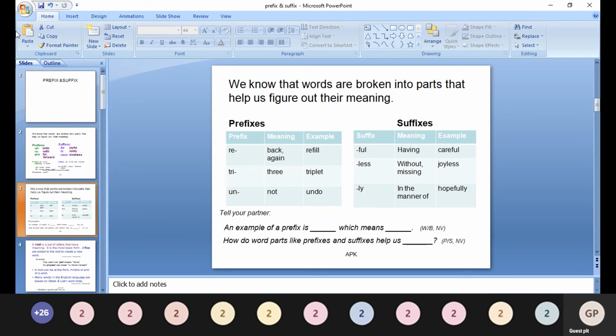Okay, un means not, you know, as in unfamiliar, unhappy, so not. Full, so now when you move on to the suffix, full, having. Okay, having, full. Less, without, missing. Okay, when it is less. Ly, in the manner of, hopefully. Okay, so all these words will show that once you know the prefix and the suffix also, you can to a certain extent guess the meaning of the word.